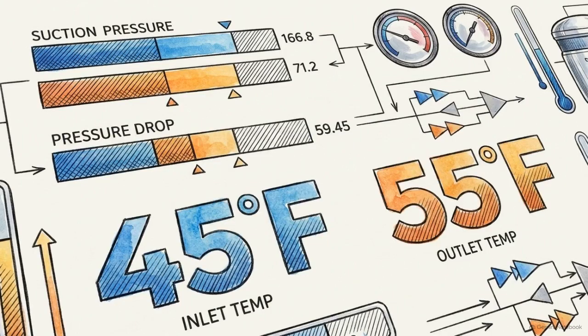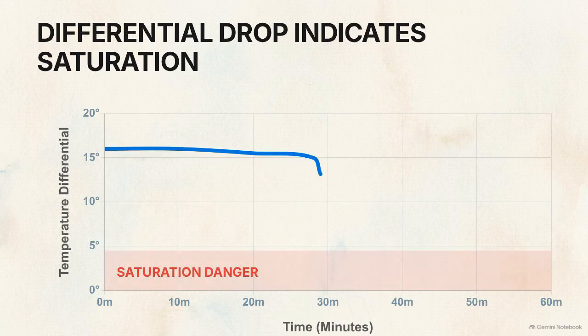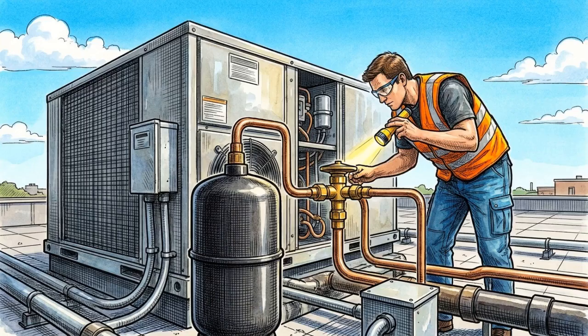Diagnosing these issues requires measuring the pressure drop across the vessel and comparing the temperature at the inlet and outlet. These temperature differentials indicate whether liquid is effectively pooling and boiling off, or if the vessel is becoming saturated. Simply replacing a failed accumulator is rarely the solution. The technician must address the root cause of the floodback at the evaporator or expansion valve.